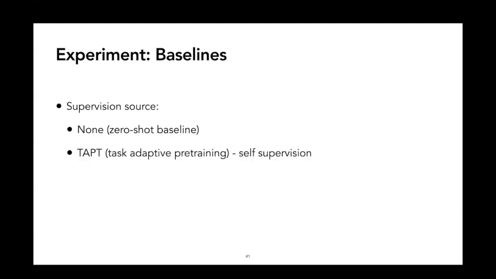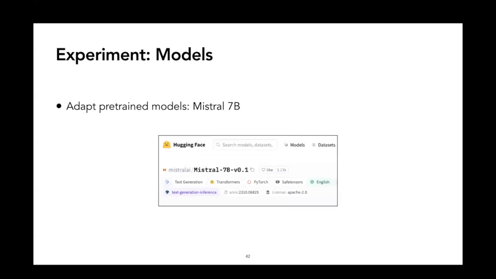We considered two baselines or supervision sources. None, which is the zero-shot baseline, and TAPT, which is the task adaptive pre-training. This is a self-supervised baseline. In our work, we use the self-supervised learning objective as next word prediction. We adapt the Mistral 7B model to the target tasks by using only the unannotated text.